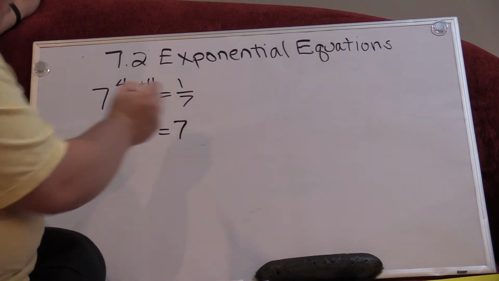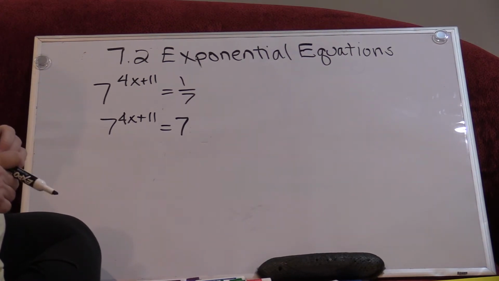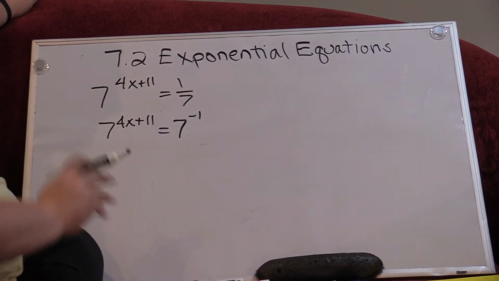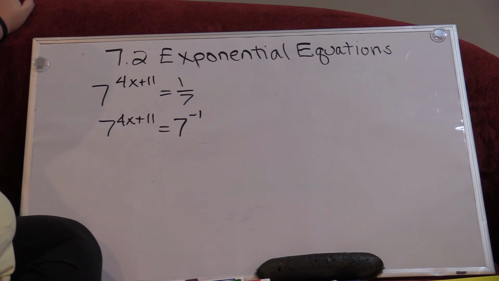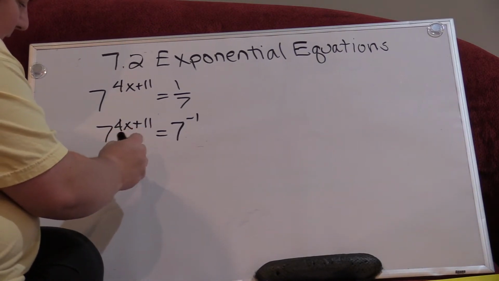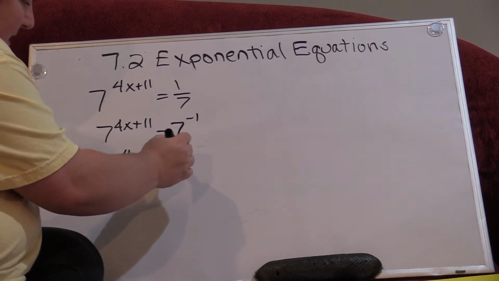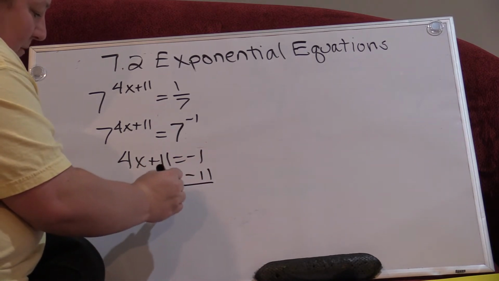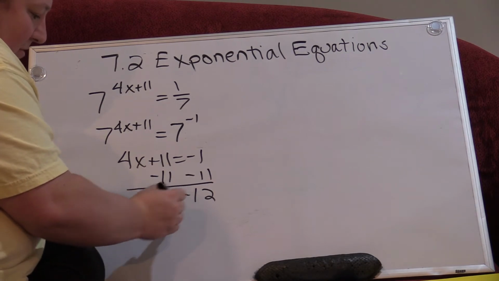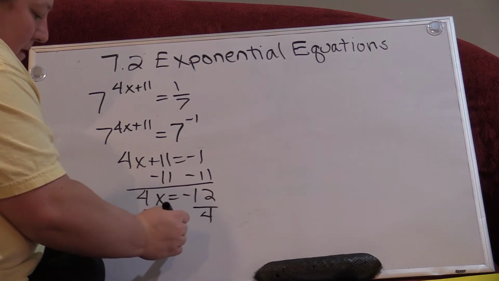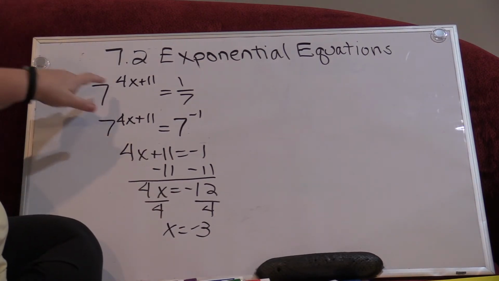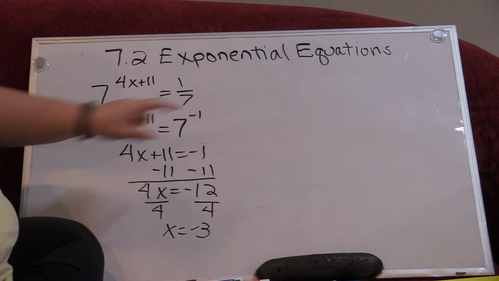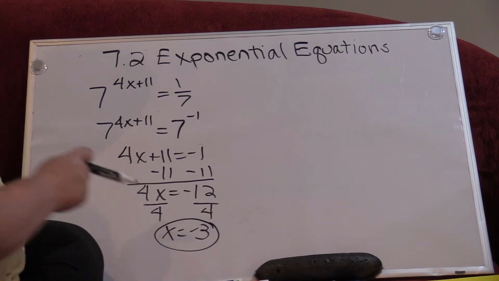How do I make 1/7 have a base of 7? Remember when I use negative exponents, it creates fractions. So my exponent is -1. So now we solve our equation. I get 4x plus 11 equals -1. Subtract 11 from both sides. 4x equals -12. Divide by 4. X equals -3. 4 times -3 is -12, plus 11 is -1, which is equal to here. This is my solution.